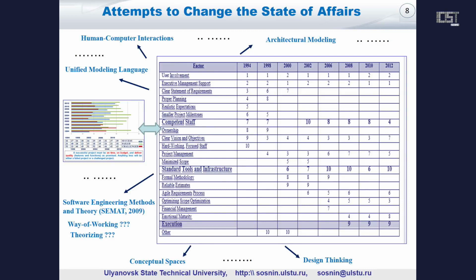Such problems are investigated by many scientists, and each year one corporation publishes reports with positive and negative factors that influence the problem of successfulness. In these problems, we investigated the direction connected with human-computer interaction, architectural modeling, design thinking, and conceptual space.